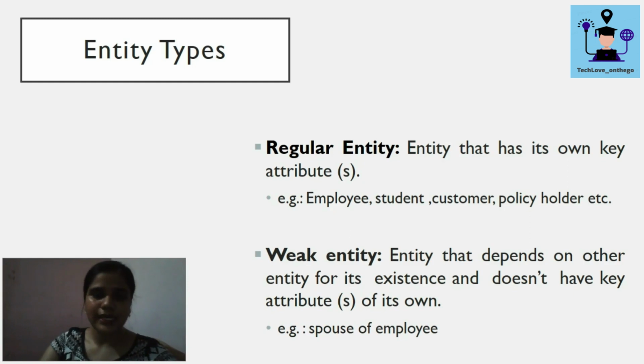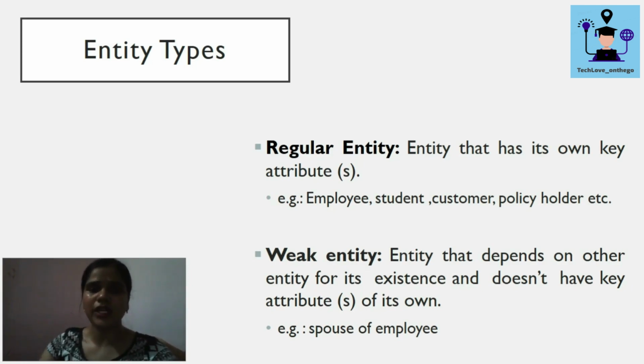So let's take an example, the spouse of an employee. The spouse of the employee is a weak entity because this particular entity doesn't have a key attribute which can uniquely identify one spouse from the other spouse for a different employee. So this spouse entity is dependent on that particular employee whose spouse this person is.